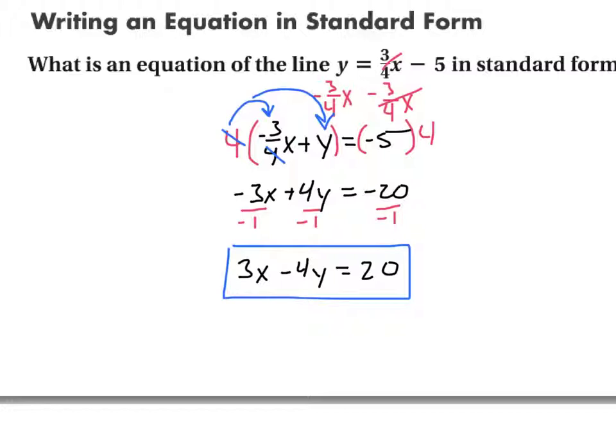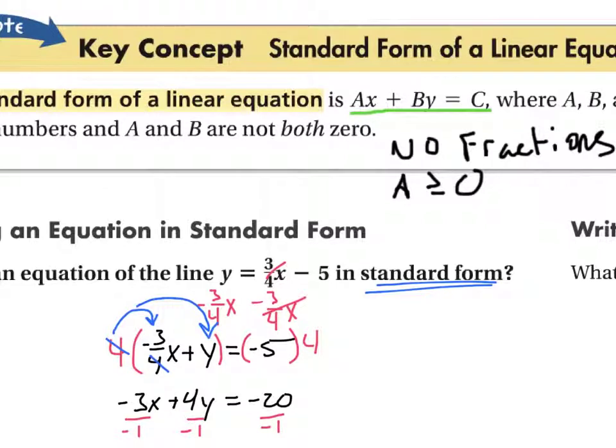Yes, sir. So you do that for every single one? When they ask you to do it. This one they asked us to write the equation in standard form. So you always do that with standard form? Standard form always looks like that. Yep. Standard form is always AX plus BY equals C. And you always take the denominator and then do that? Right, because standard form has no fractions and A is always positive. Okay? Any other questions?